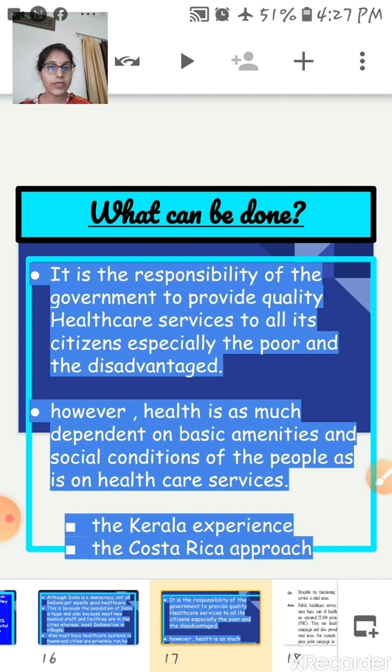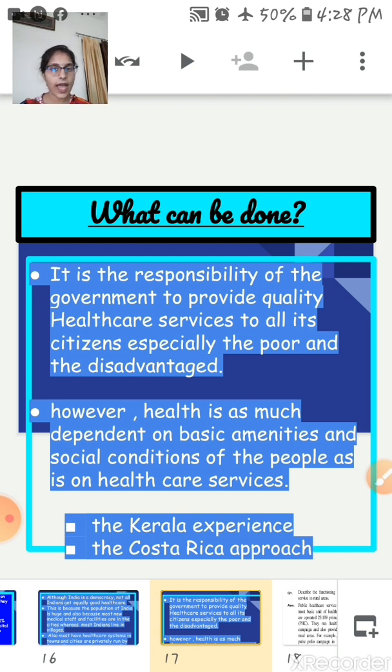So it is the responsibility of the government to provide quality health care services to all the citizens of the country, mainly the poor, undernourished and disadvantaged people of our country. Basically we know that health is much dependent on the basic amenities and social conditions of the people, right? So it is very important to work on both to improve the health services in our country, and yes, this can be done.